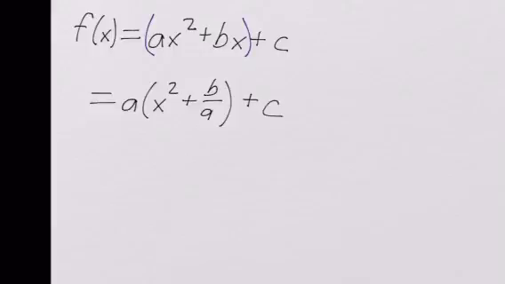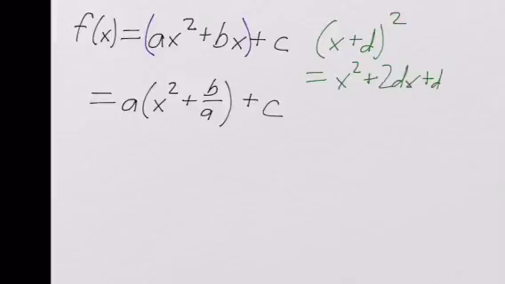Well, now is where things are going to get real clever. We're going to recall that if I gave you x plus d squared, that's going to equal x squared plus 2dx plus d squared. So we want that b over a to be 2d in this case, and we're going to add what we need to. So we're going to divide that by 2 and square it.